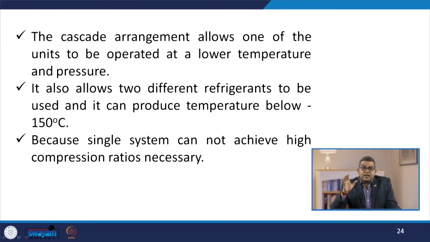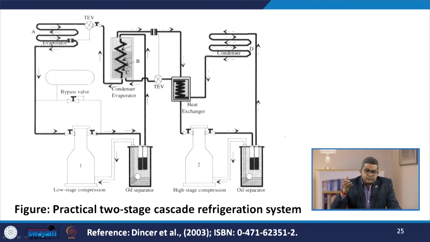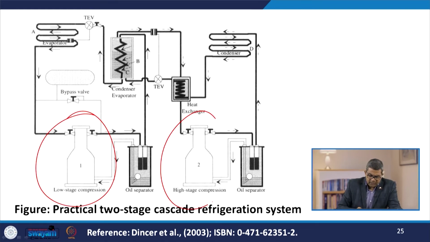Now, the cascade arrangement allows one of the units to be operated at a lower temperature and pressure. It also allows two different refrigerants to be used and it can produce temperatures below minus 150 degrees Celsius, because a single system cannot necessarily achieve a high compression ratio. Now here you see the practical two-stage cascade refrigeration system. This is the low stage compression and this is the high stage compression.